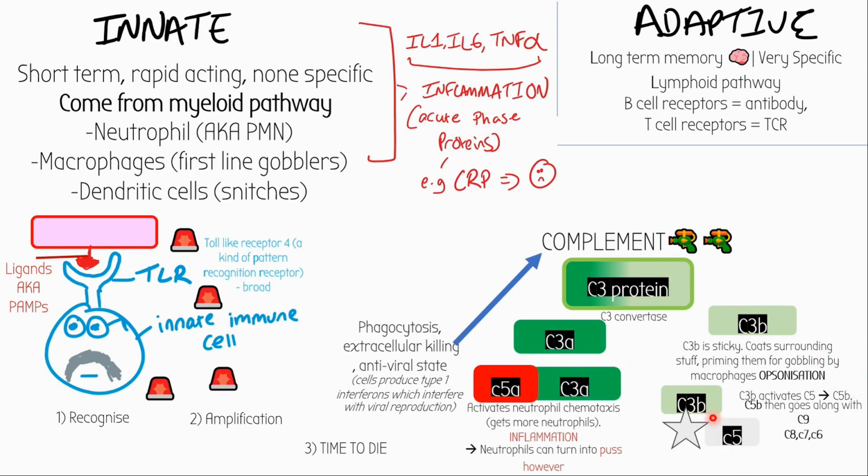So this is showing C3b activating C5. Then C5b is going to go along with these guys, C9, C8, C7, and C6. So just 9, 8, 7, 6, and 5b. 9 is probably the most important one.